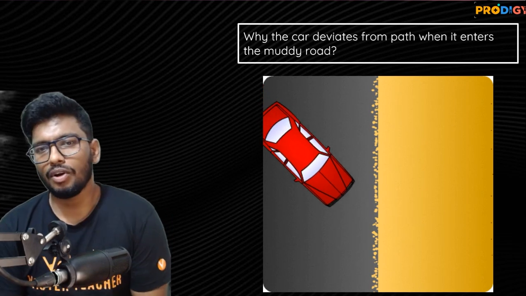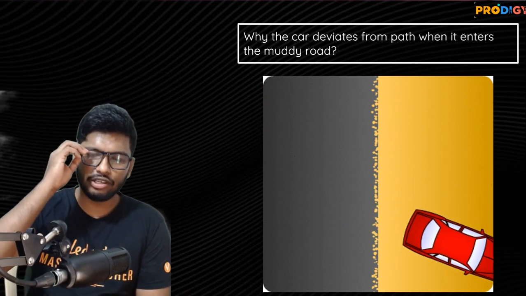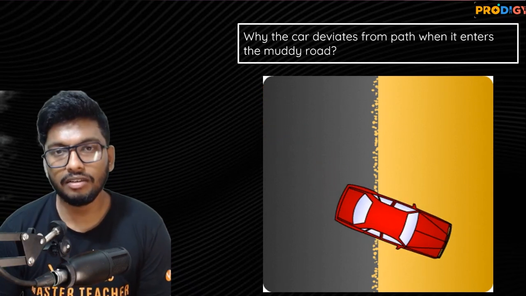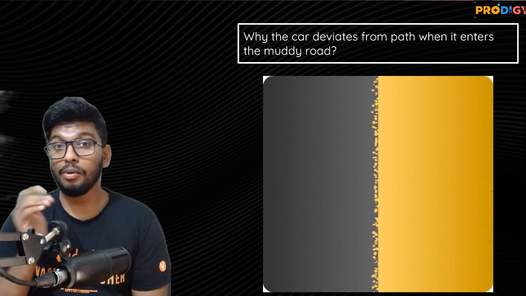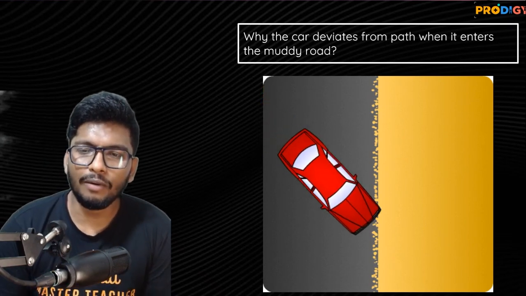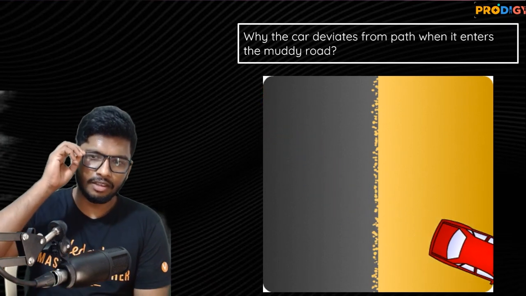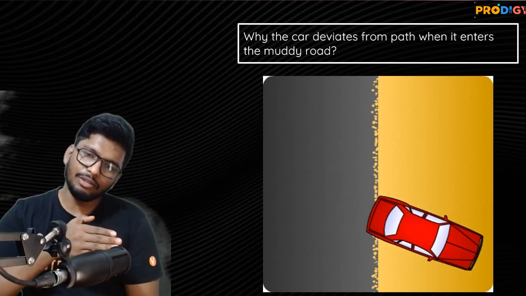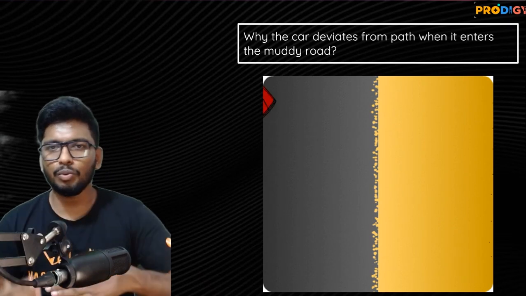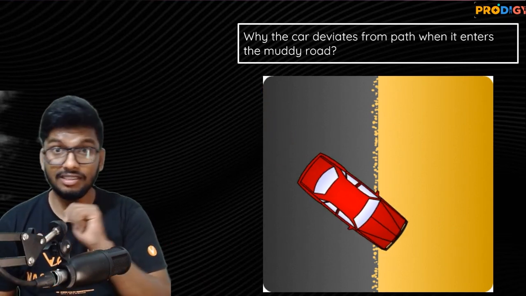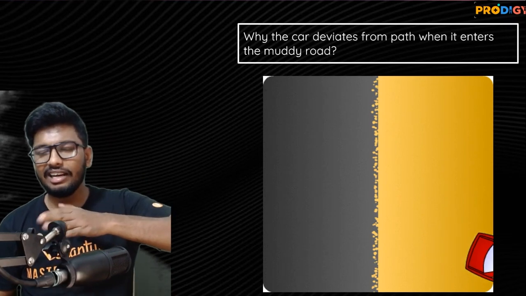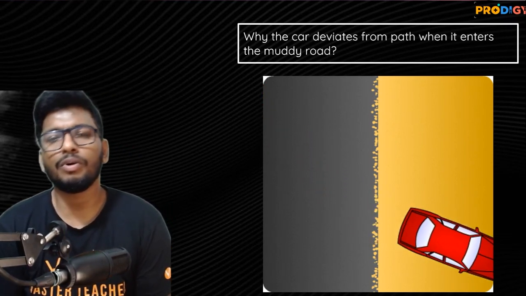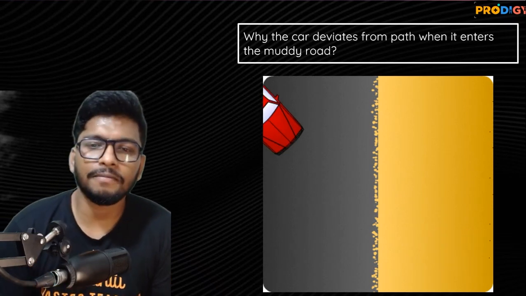Imagine a car, all right? Now the car, as you can see, is traveling from a tar road onto a muddy road. Now, if you look at the car carefully, the car was traveling in a straight line, and then as it entered into the muddy road, it slightly tilted towards the left. I hope you can see the GIF. You can see that it's slightly tilted to the left. But why did that happen? What is the reason? Let's understand that.